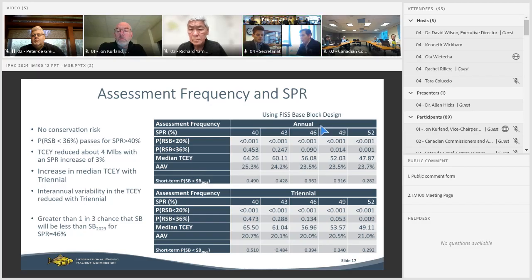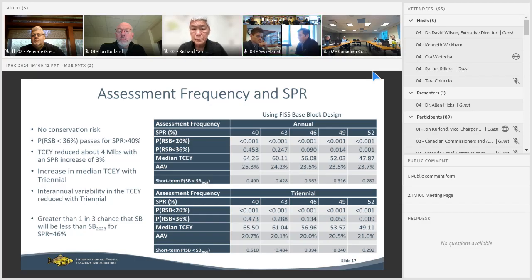This top table is for an annual stock assessment, and the bottom table is for a triennial stock assessment frequency with the exact same performance metrics going down. So to summarize briefly what these 2 tables are saying, one is there's no conservation risk, and you can see that the probability of being less than 20% is a very, very small number. So the stock really isn't getting to low levels at all.